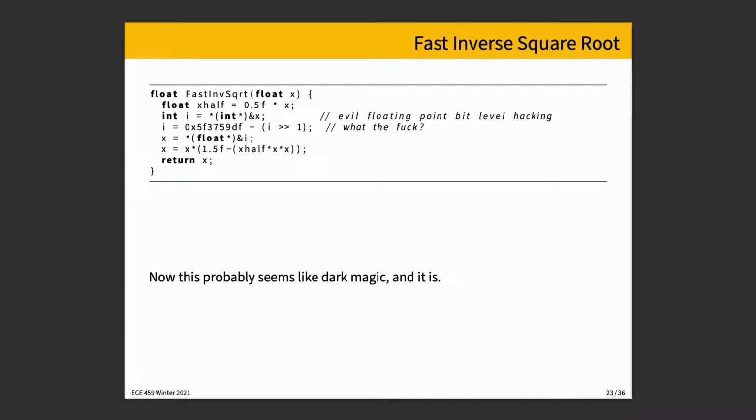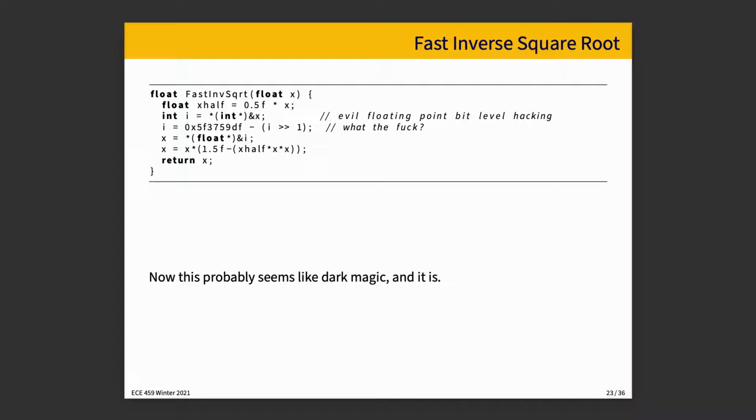Here's what it does. Given a float x, it calculates x half as 0.5 as a floating point number times x. Fine, sure, whatever. And then cast address x to int star and dereference it, and then take this constant of hex 5f3759df minus, and then I bit shift 1, and then turn it back into a float. And then x is multiplied by 1.5f minus x half times x squared, and return x.